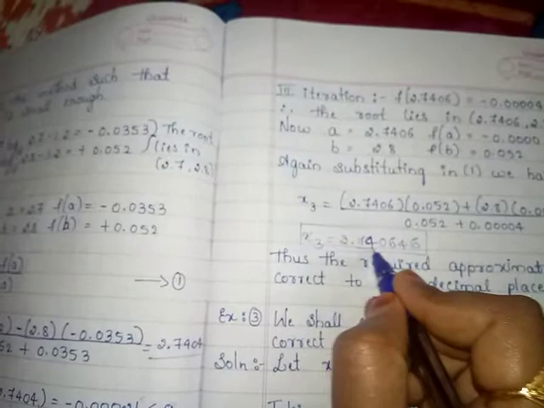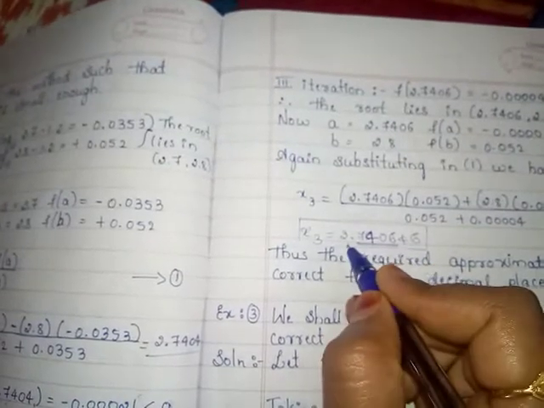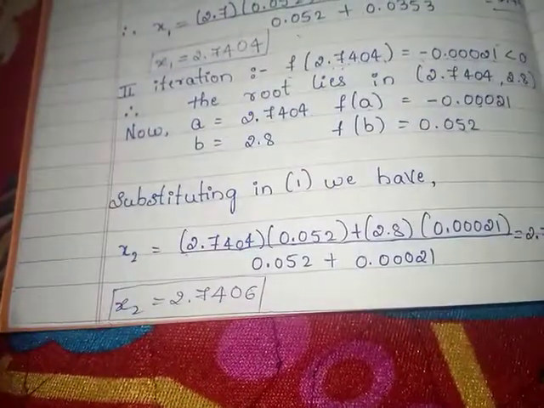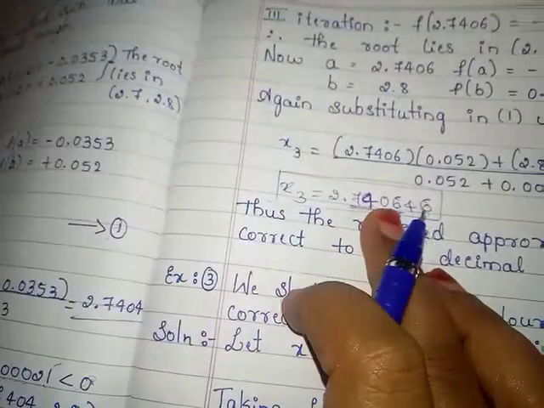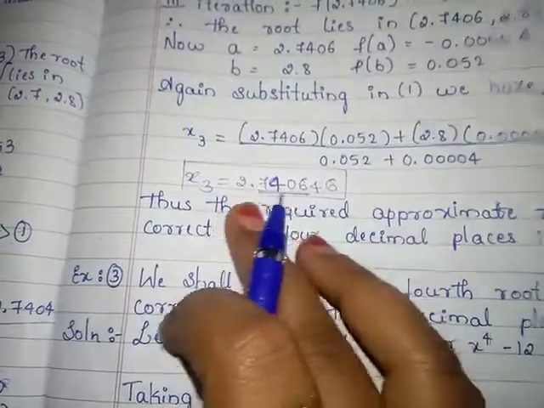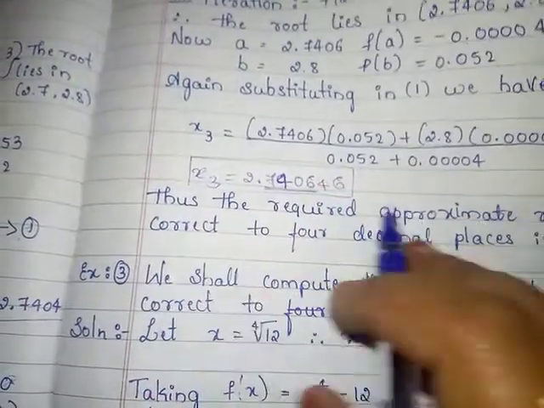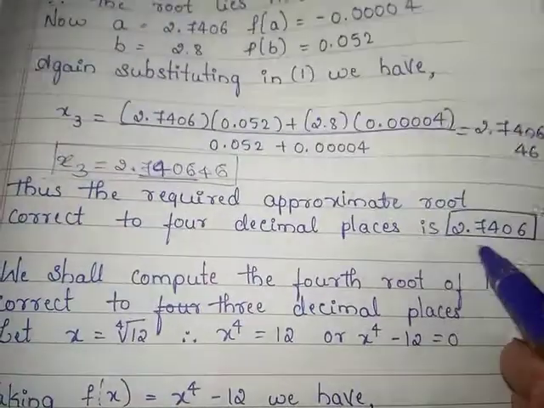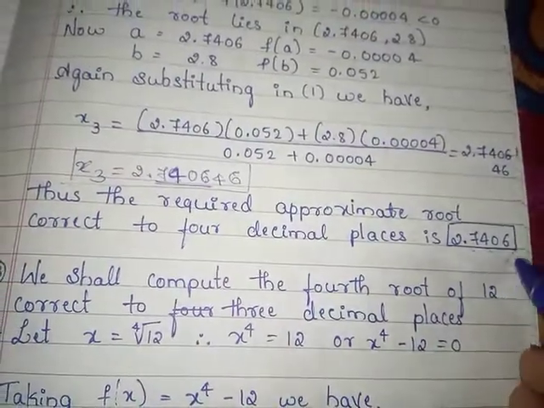See, up to 4 decimal places the x2 and x3 values are the same. Up to 4 decimal places means up to this one: 2.7406, and the x2 value is 2.7406. Therefore, our required root is 2.7406. Thus, the required approximate root correct to 4 decimal places is 2.7406.